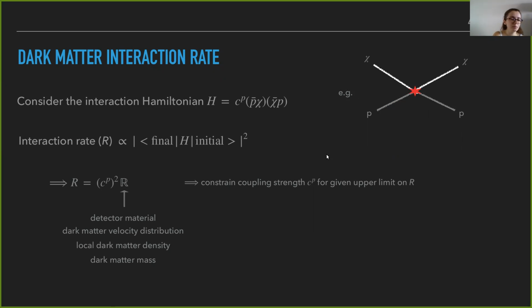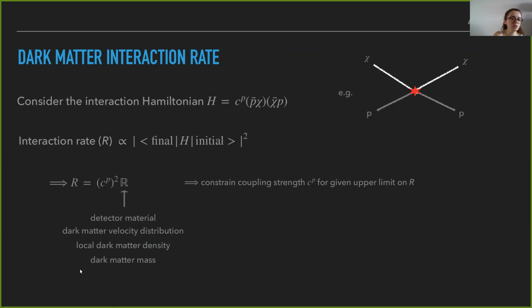In the interaction Hamiltonian, we have, in addition, Cp, which describes the interaction strength. Then we take the interaction rate R, which is proportional to the modulus squared of the matrix element. Plugging in the interaction Hamiltonian, we find that the interaction rate is proportional to the square of the coupling strength and a quantity we call R matrix.